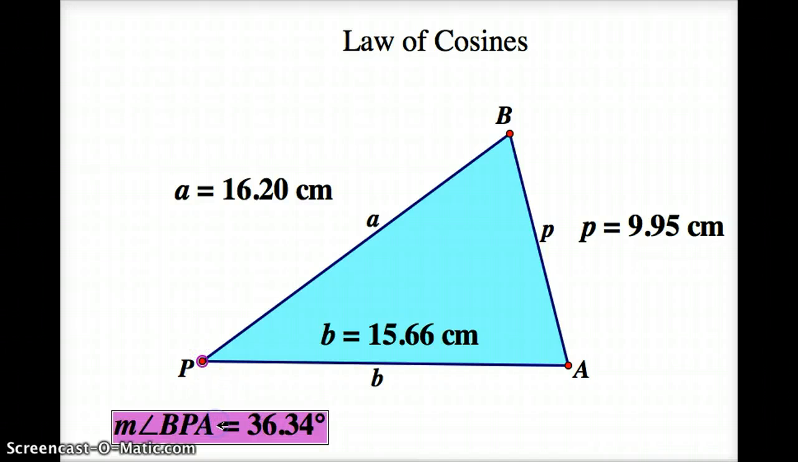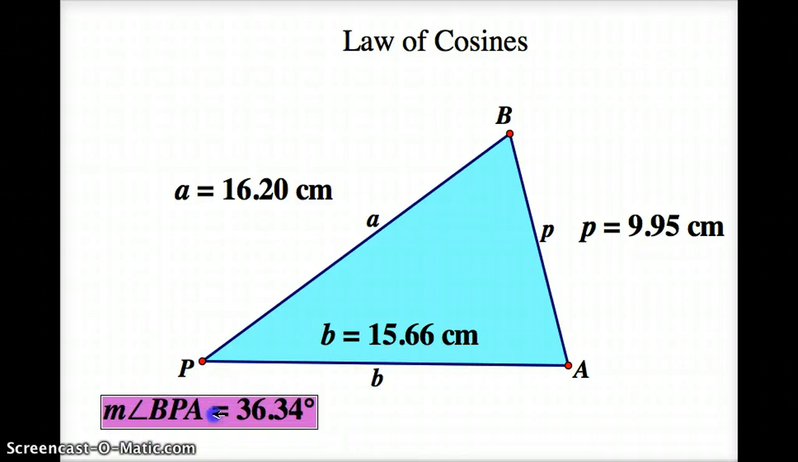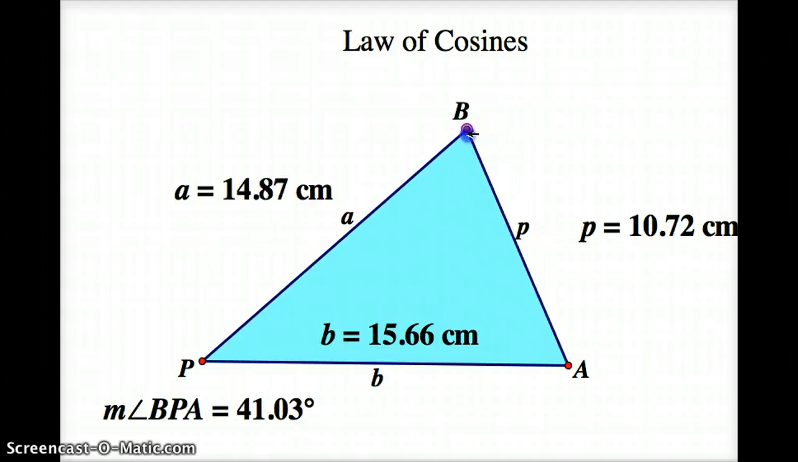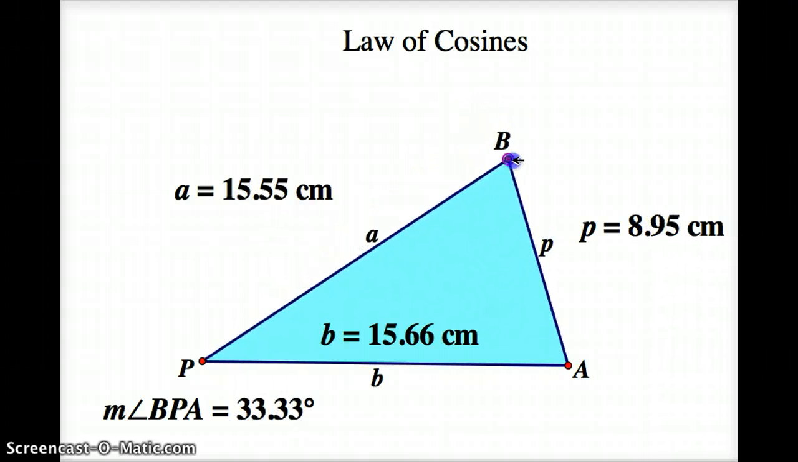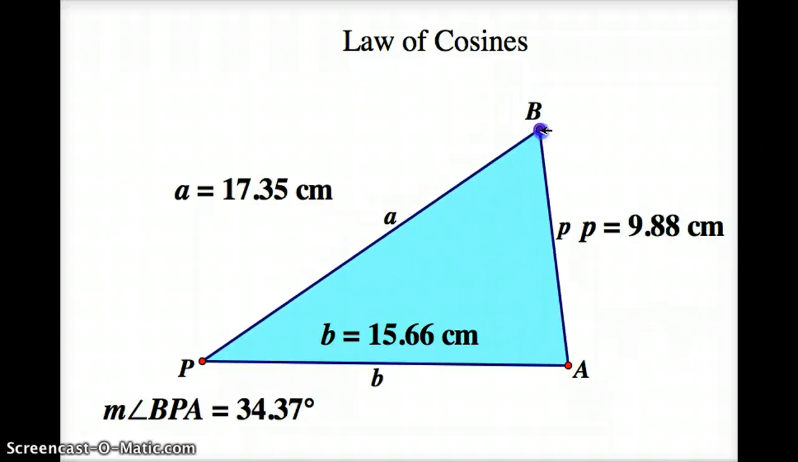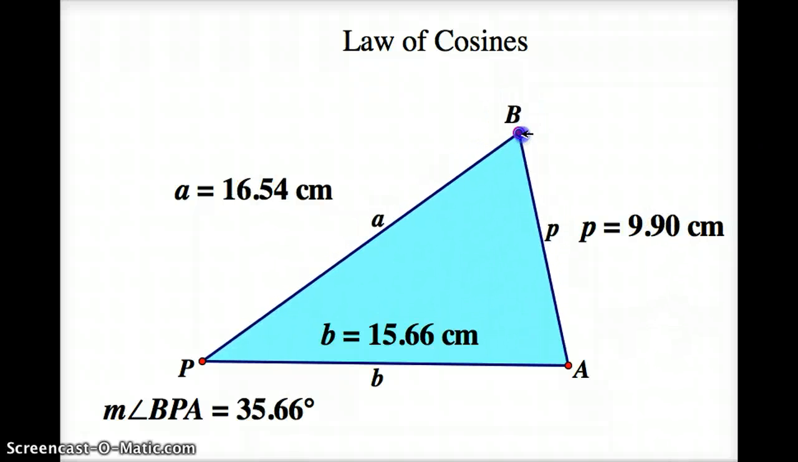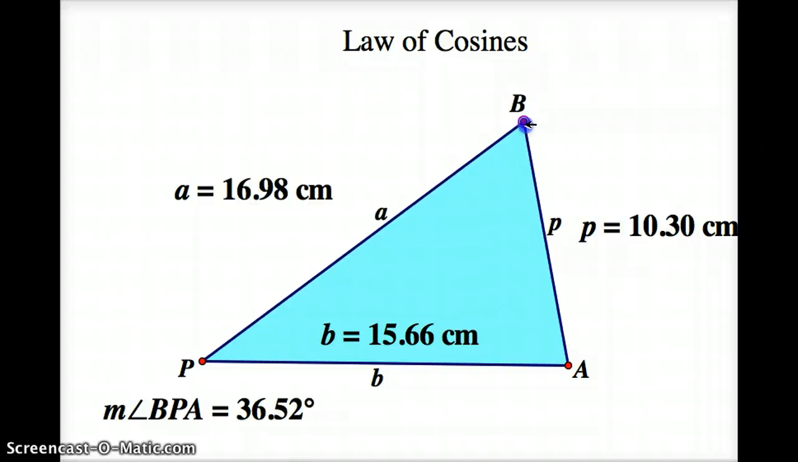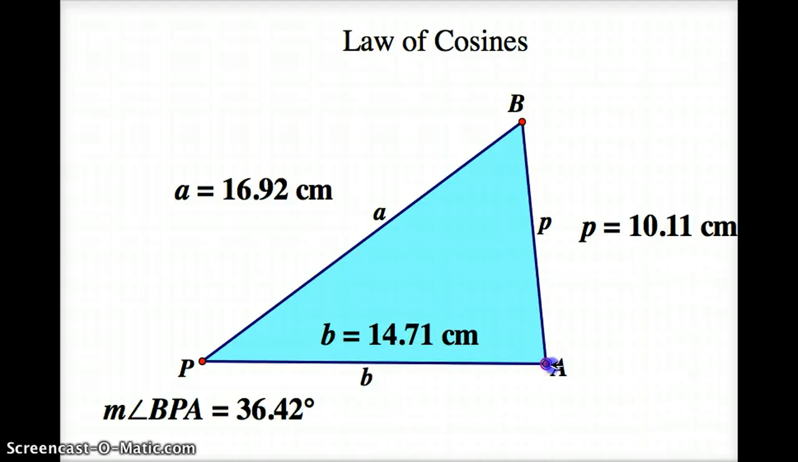And I'm going to use my measurement here. In this instance, it's 36.34 degrees. So if you notice, I'm going to take B and move it slightly. When I take vertex B or angle B and move it slightly, the angle changes. The only thing that's not changing is side B. Of course, I could change side B by just moving another vertex here.